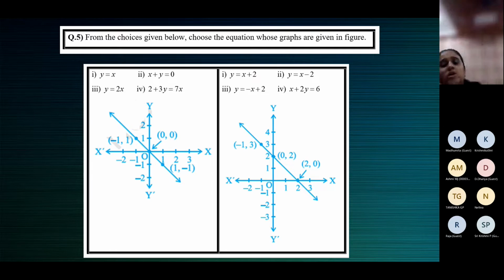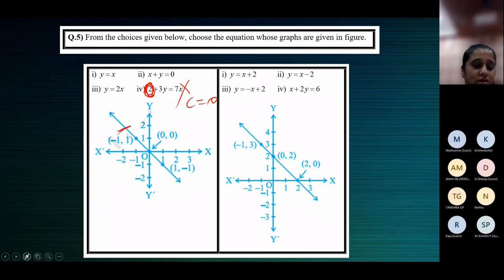That means the 4th one cannot be the equation of this graph. Because the graph passes through the origin, the value of c will be 0. But here you can see the constant, whether it is 2 or minus 2, you can see that number there. So this one cannot be the equation of this graph, because the graph passes through the origin. That means there will be the x and y term, but this number should not be there. It should be 0.